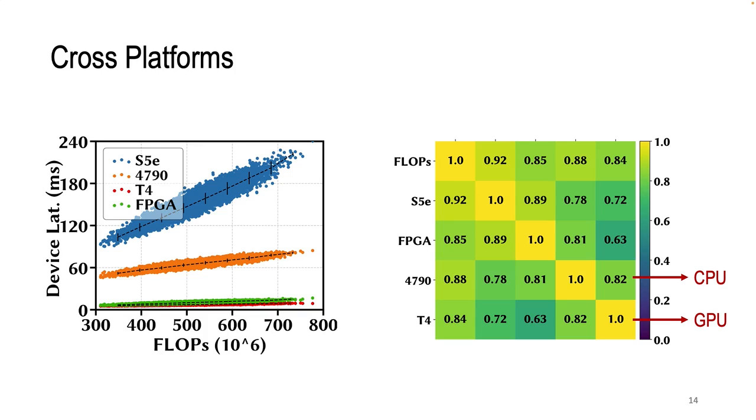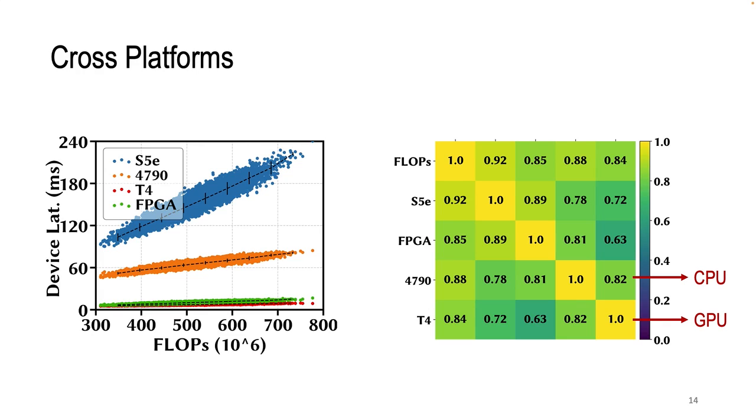Previous results are for devices within the same platform. Then how about the cross-platform case? In the right figure, S5e is a mobile tablet, 4790 is a desktop CPU, and Tesla T4 is a desktop GPU. It can be seen that latency rankings are only moderately correlated for cross-platform devices. The SRCC values are lower than the case of mobile device pairs, since mobile devices often differ significantly from desktops or FPGAs.